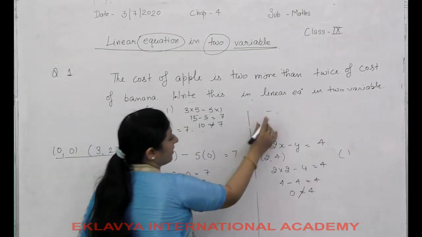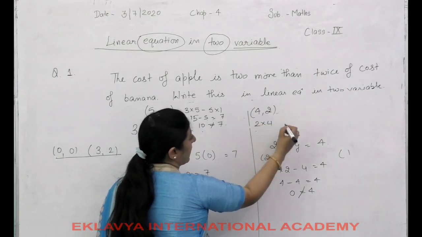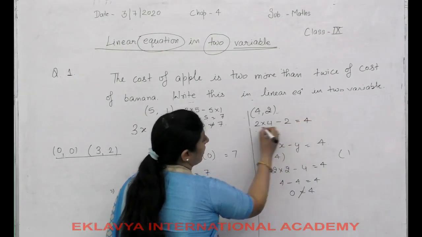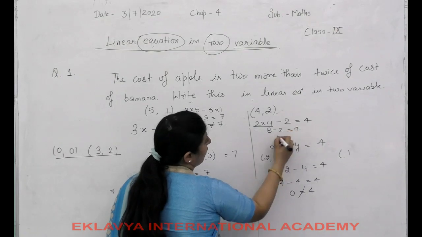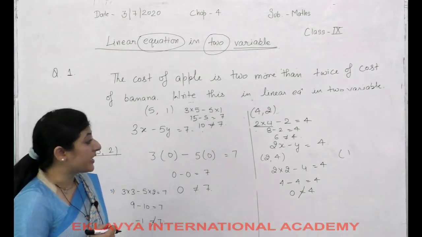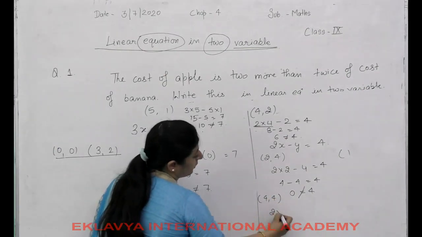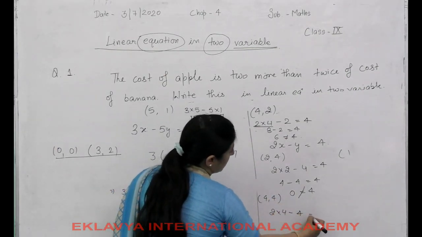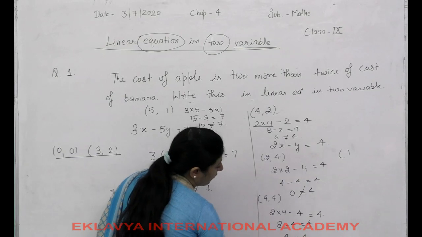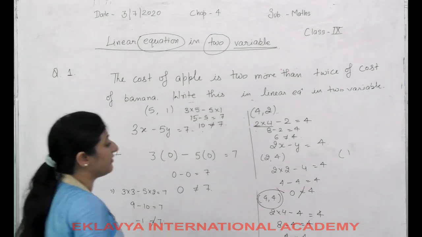Similarly, I take one more pair, (4, 2). Now check it. 2 multiplied by 4 minus 2 is equal to 4. 8 minus 2 is equal to 4. 6 does not equal 4. So this is also not a solution. Or if I take (4, 4), 2 multiplied by 4 minus 4 is equal to 4. 8 minus 4 is equal to 4. 4 is equal to 4. Finally, we got that (4, 4) is a solution of the given equation.